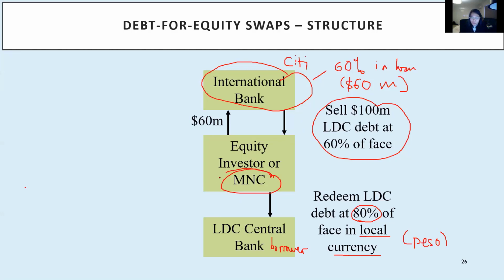For this company, the benefit of standing in between to provide a debt for equity swap is, firstly, they can earn the spread in between, yeah? So they buy the debt at 60% of the face value and they sell the debt back to the debtor country at 80%, okay? So in between, they have earned a 20% spread.